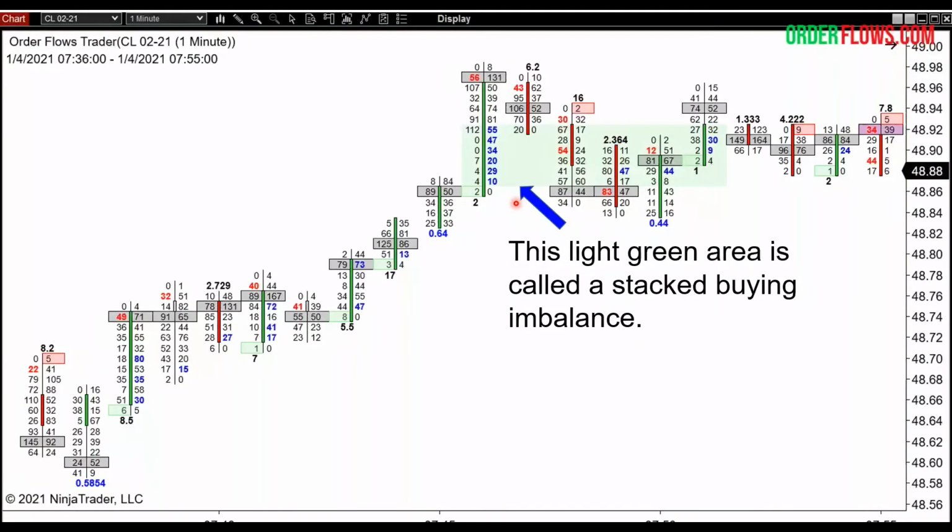Now, with imbalances, you also have this thing called stacked imbalances. If you have 3 or more imbalances in a row, stacked neatly on top of each other, there's 1, 2, 3, 4, 5, 6 actually, but most people will start at 3. Just look for 3 or more. That's called a stacked imbalance, and it acts as support or resistance in the market. If it's a stacked buying imbalance, it's support. If it's a stacked selling imbalance, it would be considered resistance, right?